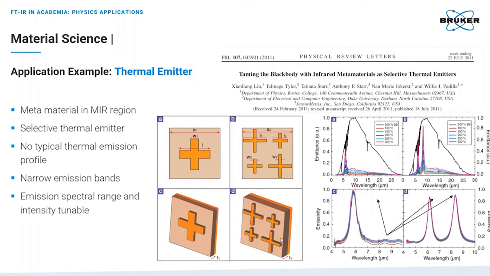Depending on the size and arrangement of the pattern on the surface, the achieved metamaterial emits at different wavelengths, or exhibits two or even more sharp bands. By tuning the temperature, the band's intensity grows, as you see here, without a broadening of the bands.